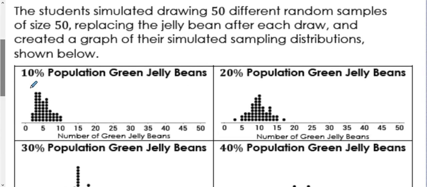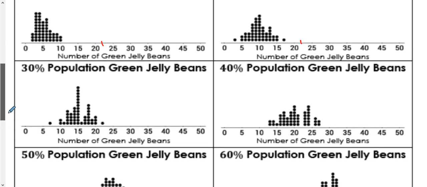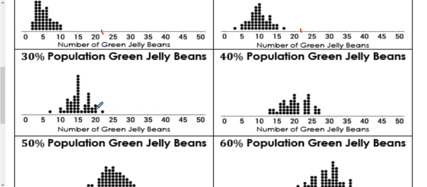So, we go down and we see, could it be 10%? No, 22 is way over here. How about 20%? No, 22 is still over here. Could it be 30%? Well, here's 20. Here's 21. Here's 22. Yeah, it could have been 30. That's okay. Again, here's 22 right here. Even though 22 never got picked here, it's still within the range. So that's a good one.